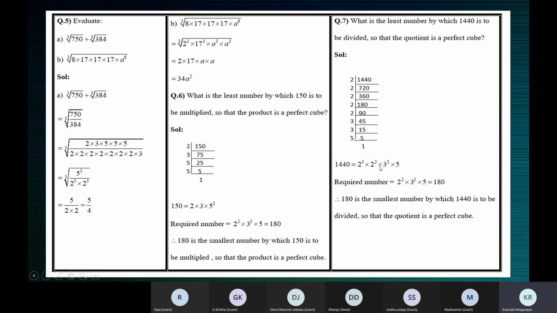Well, for division, you just need to take away all those factors which do not occur in triples. So just remove 2 square, take away 3 square, take away 5. The product of these, which is 180, is the required number.